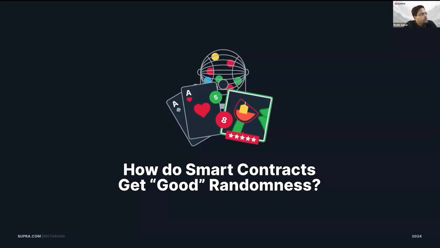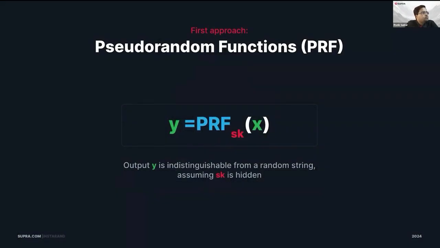So now the question is, how do we use smart contracts to generate this good randomness? Because all these applications that I mentioned use smart contracts. Our first approach is to use a classic cryptographic primitive called PRF or pseudo-random functions. Given a random short secret key, SK, the smart contract can generate an output Y by running the PRF function on this input X using the hidden secret key SK. Now the PRF security ensures that this output Y is indistinguishable from a random string, assuming the SK is hidden. So this is a classic way to generate randomness.